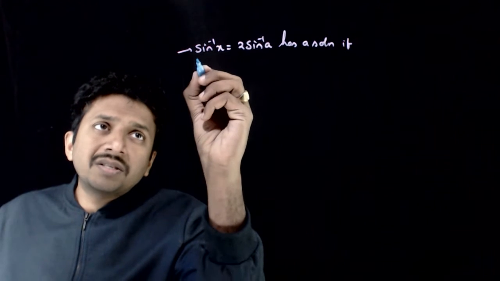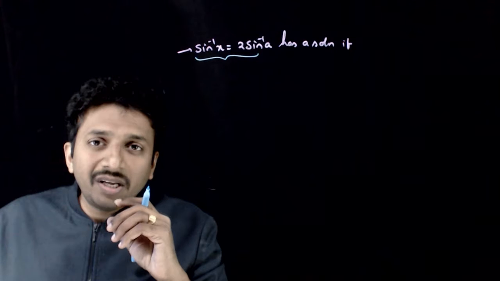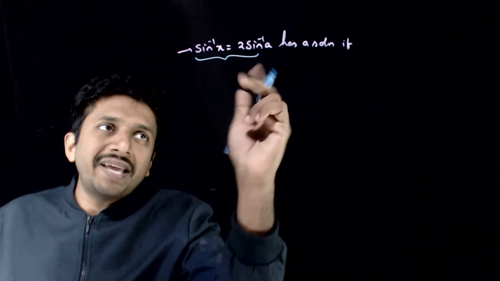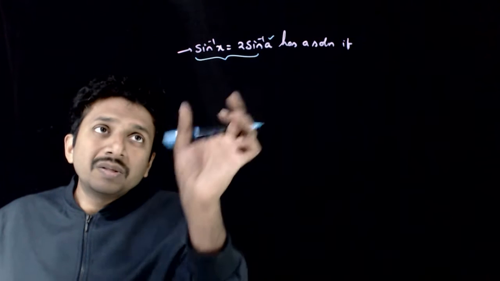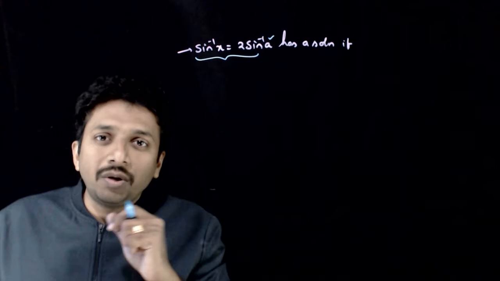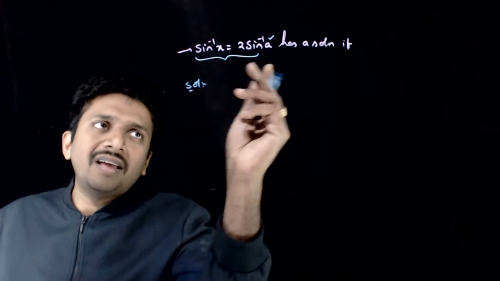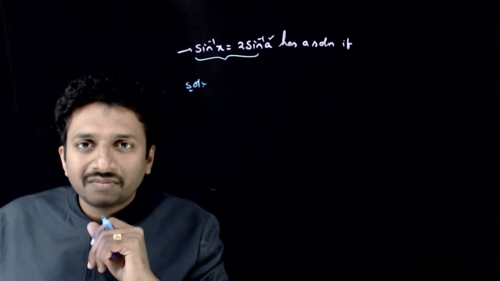So welcome students. In this question you're given the inverse trigonometric equation, sine inverse of x is equal to 2 sine inverse a, where a is some number. So this equation has a solution if... what is the range of a such that this equation has a solution?